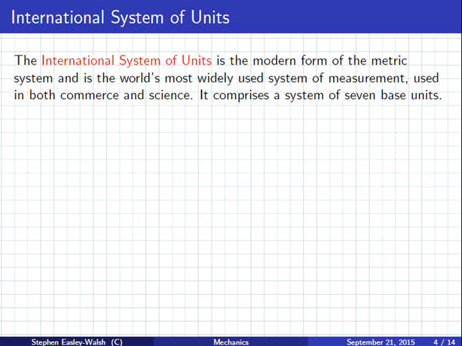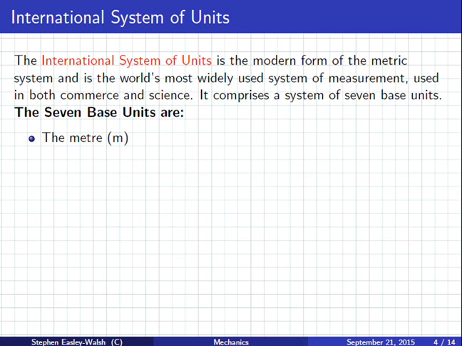Right, so we all know what our basic units are because we all use them in our home country, because there are no Americans here. Any Americans? No. So we all use the SI system. And the SI system has 7 basic units. So the first unit, of course, is a meter.